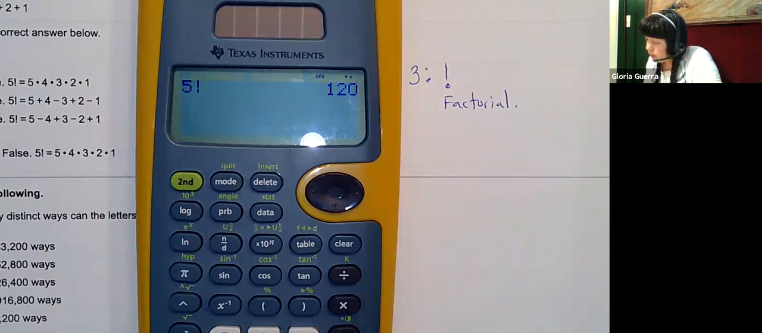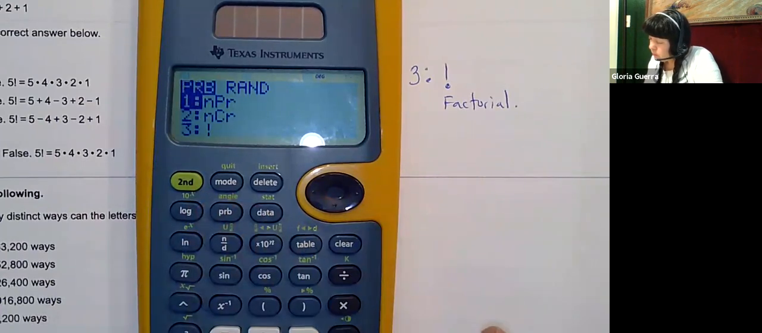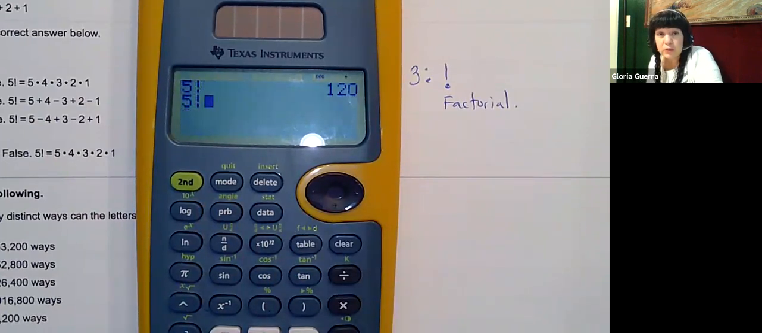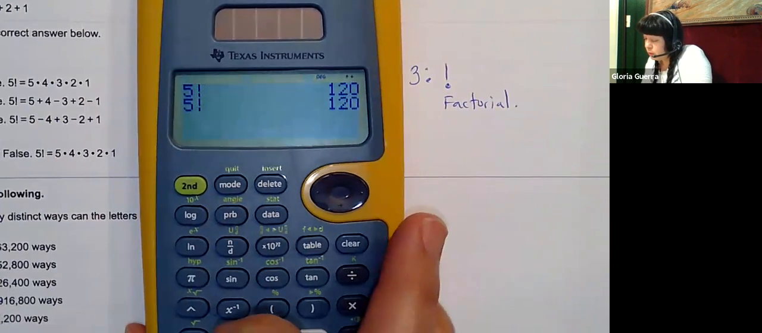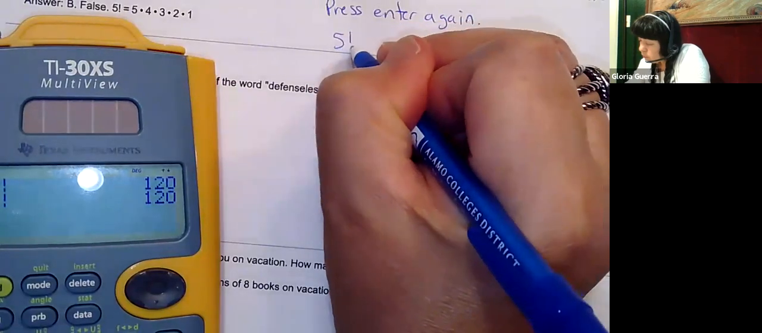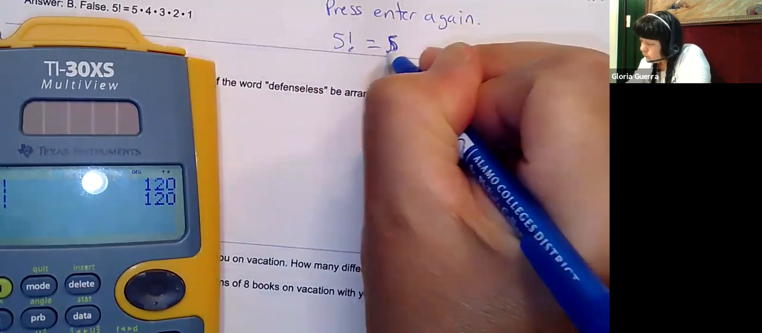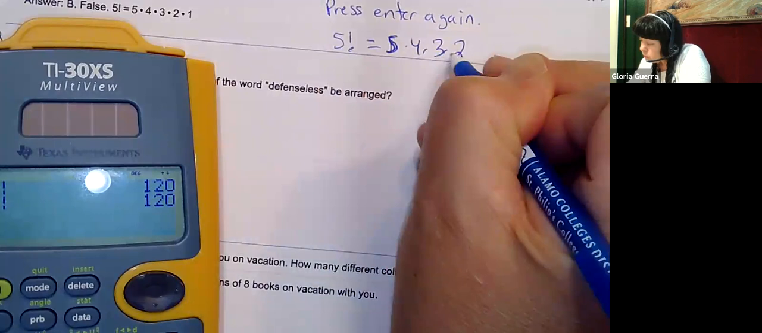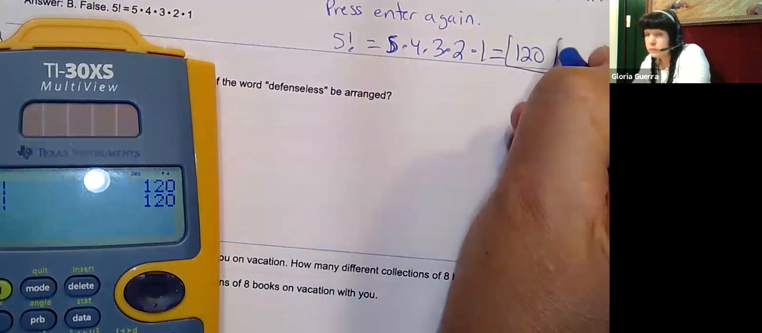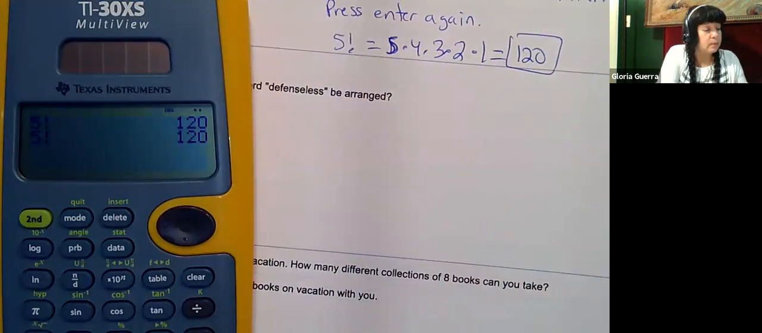Okay, so that was 5 probability. Tab down, hit enter, double check that, and then hit enter again. Can you get 120? So 5 factorial is equal, yes, it does equal 5 times 4 times 3 times 2 times 1, and that gives us 120. Okay, let me also check, let's see.